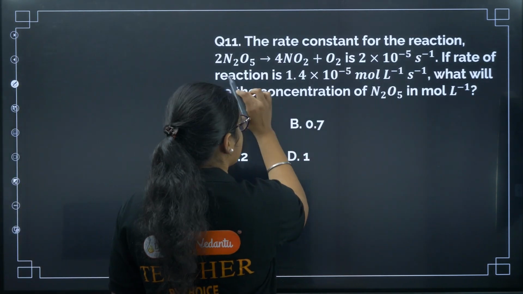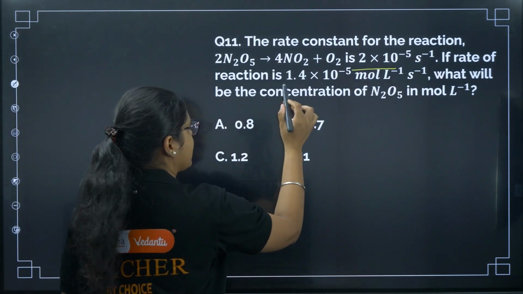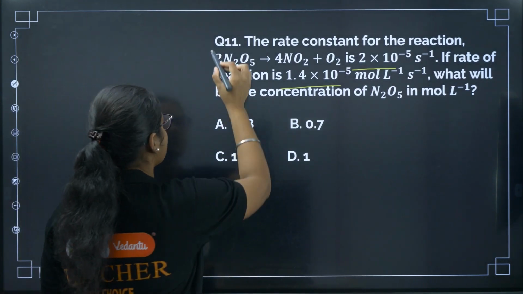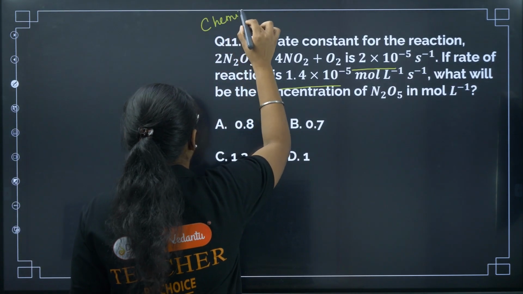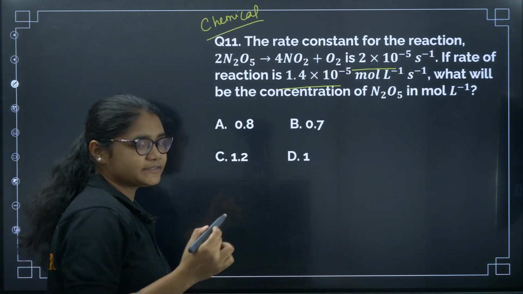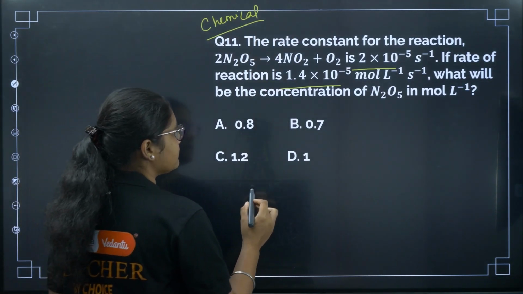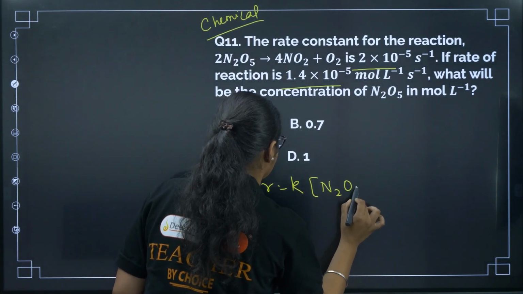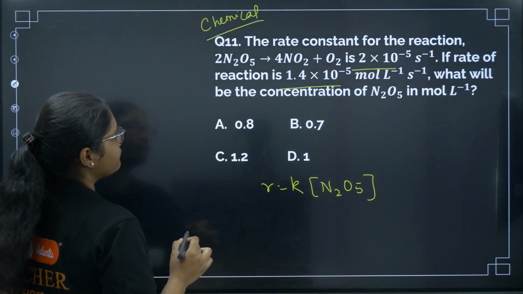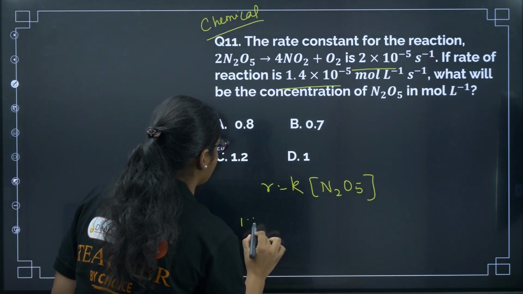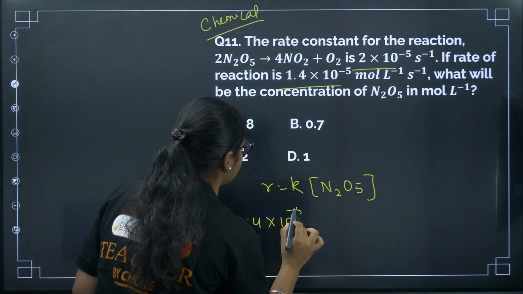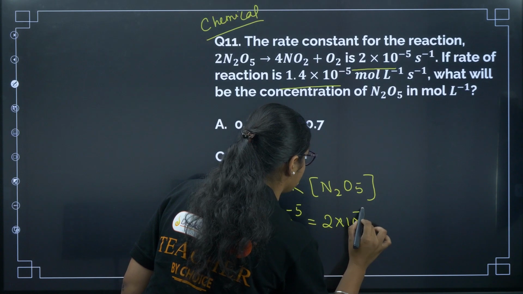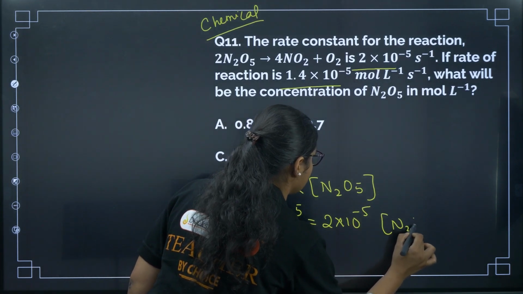The rate constant for the reaction is this much. If the rate of the reaction is this much, what will be the concentration of N2O5? So very simple question from your chemical kinetics based on your rate law. So we have been given, so I can write rate is equal to K into concentration of N2O5, right? So what is the value of rate? Rate is 1.4 into 10 to the power of minus 5, and we have rate constant is 2 into 10 to the power of minus 5, concentration N2O5.